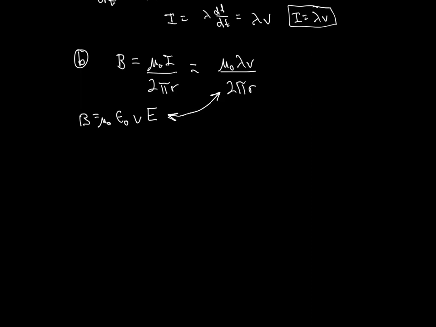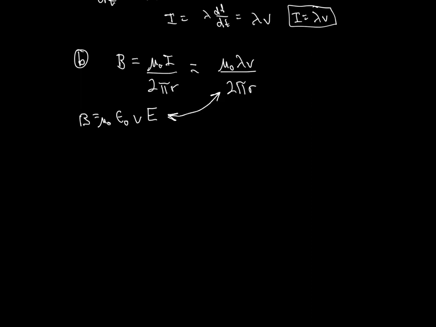How do I prove that? What do I have already? So I need to get a mu naught. Do I have a mu naught? I have a mu naught in both of these. Epsilon naught, I don't have an epsilon naught. Do I have a V? Yeah. I have a V right here. Do I have a big E? I don't have a big E. So I need to figure out how to get big E in there. I can get big E in there through lambda.